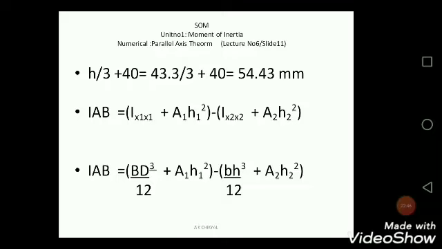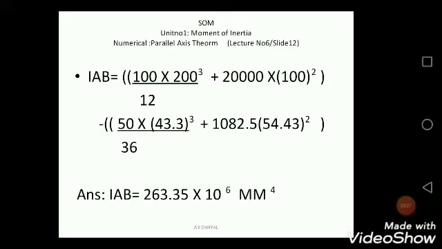So what we get, IAB is equal to bracket open capital B capital D cube divided by 12 plus A1 H1 square bracket close minus bracket open small b, that is the base of triangle, small h, that is the height of triangle, small b h cube divided by 12 plus a2 h2 square bracket close. Substituting the value, we get IAB is equal to in bracket 100 into 200 cube divided by 12 plus 20,000 into 100 square bracket close. This is for area, moment of inertia for area of rectangle section.